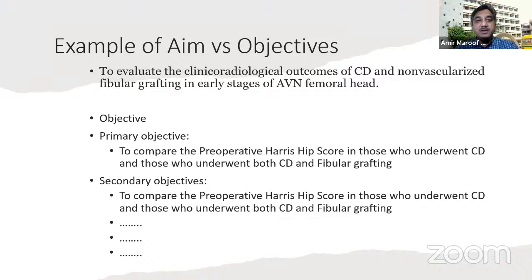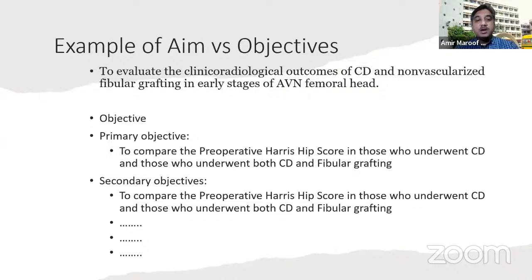Now you can appreciate the difference between the aim, the top sentence, and this. The top sentence does not mention the outcome measure. When you convert it into an objective, you are converting that unmeasurable thing into a measurable entity. And when you write the primary objective with the Harris Hip Score, this is a valid score used to measure this. You want to compare this score between the two groups. This is your primary objective.